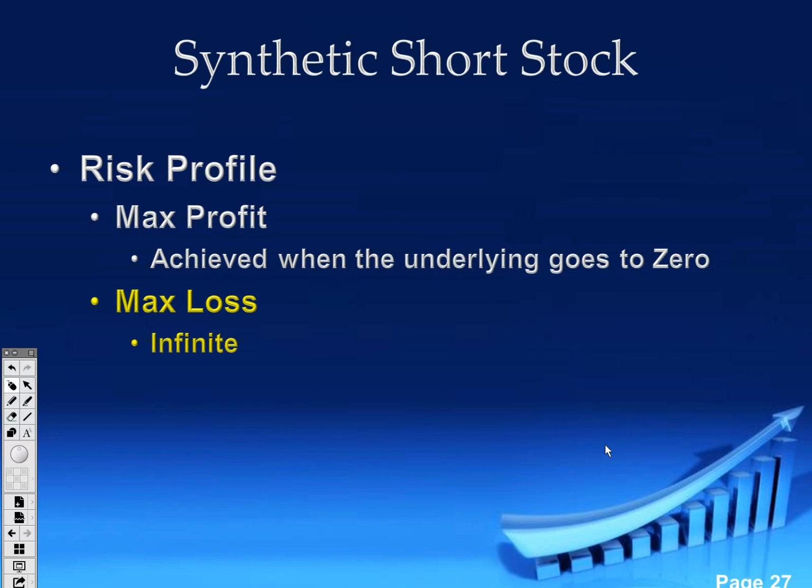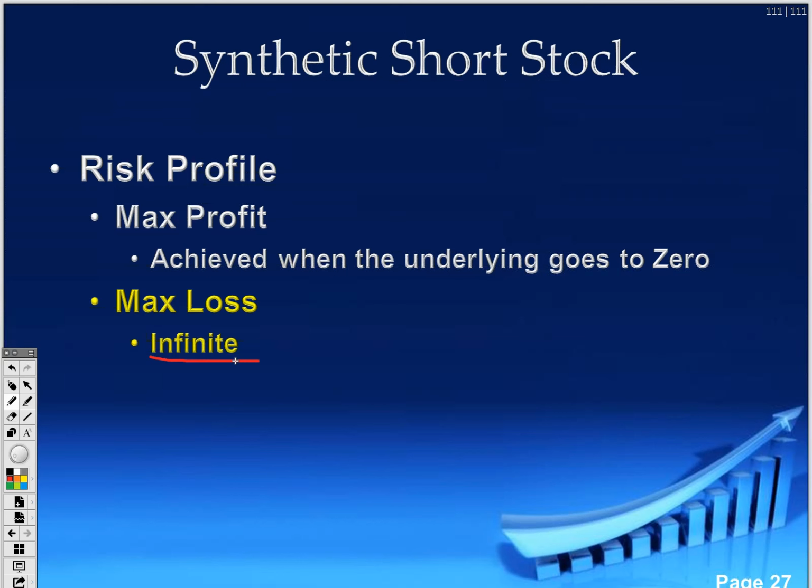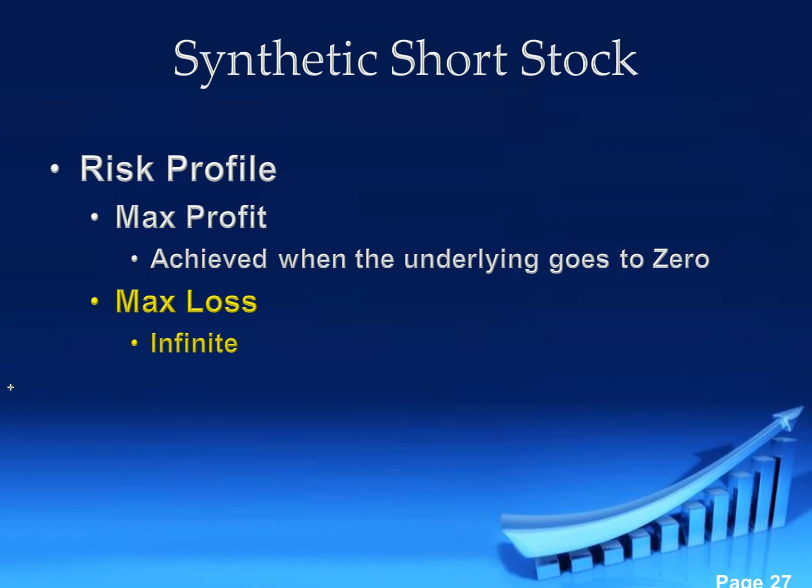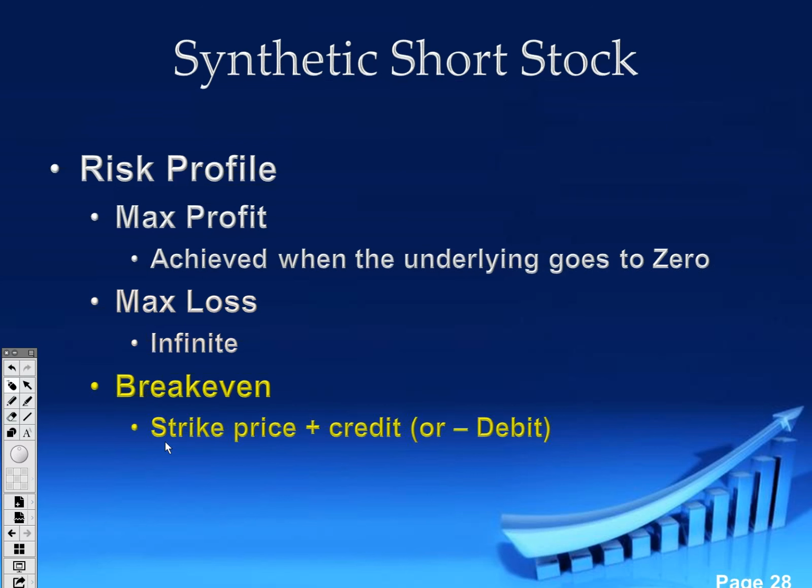And again, your max loss is infinite because you could have GE all of a sudden discover a cure for cancer or something, not that they're even involved in biotech, and all of a sudden it's worth more than Google or Apple, the most expensive stock market cap in the world. So you need to know that it can go to infinity and beyond. And our break even, I think I've gone over this a couple of times, is your strike price plus the credit or minus that debit, right?